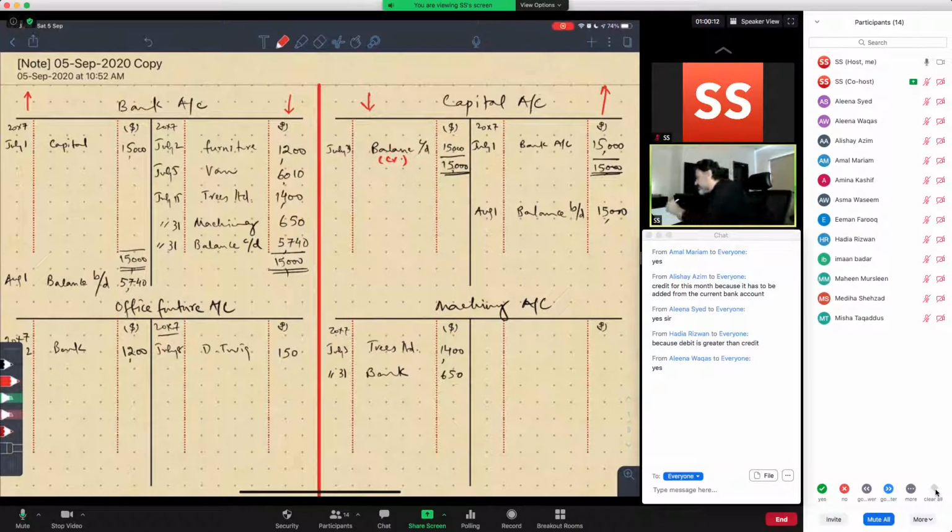And if this is a credit balance, then we are going to bring it down on its true side, the next side. Just like this was a debit balance and we brought it down on the debit side. So this balance is a credit balance, so we bring it down on the credit side.